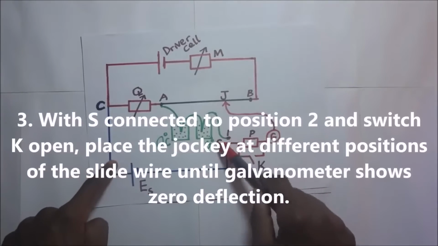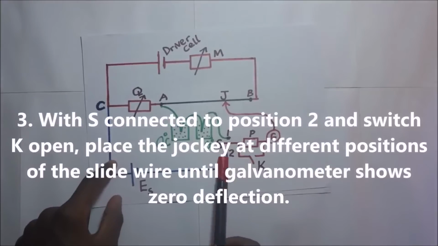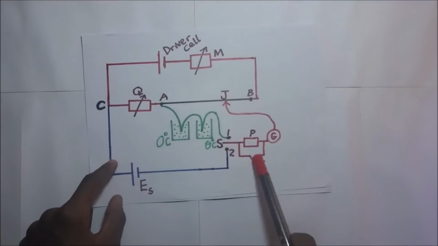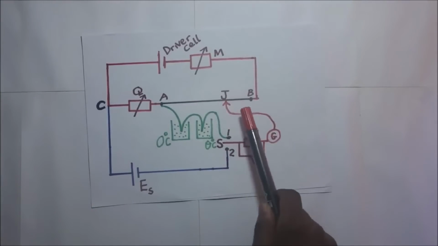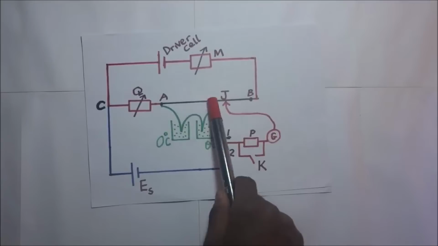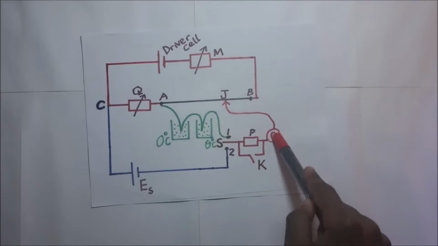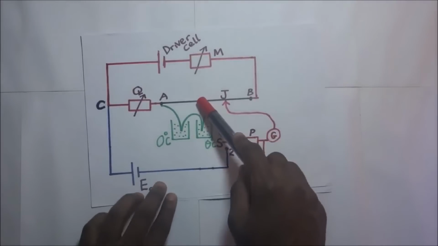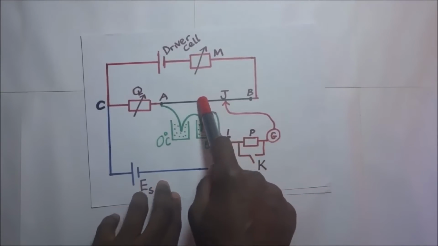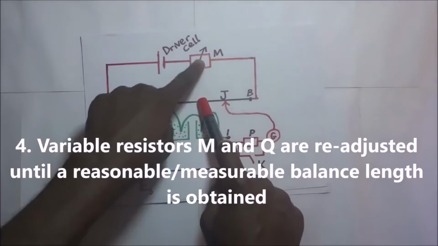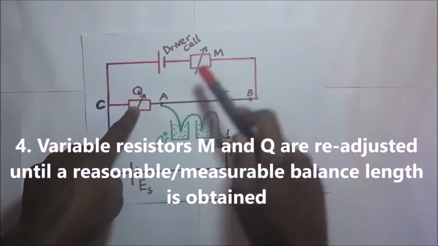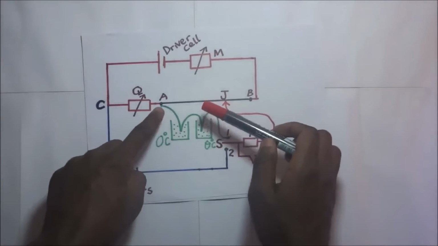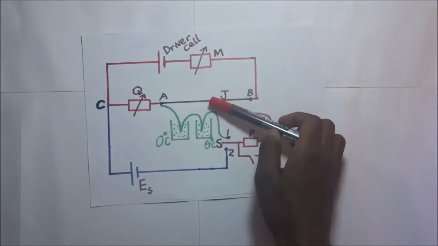So when we connect S to 2, we start sliding this jockey along AB so that we obtain a balance point. We do so while K is open. We slide the jockey along AB until we obtain a balance point where the galvanometer shows no deflection. When we get the balance point at that point J, we then go ahead and adjust Q and M, the variable resistors, again. The reason we adjust them again is to make sure that we are getting a reasonable balance length.